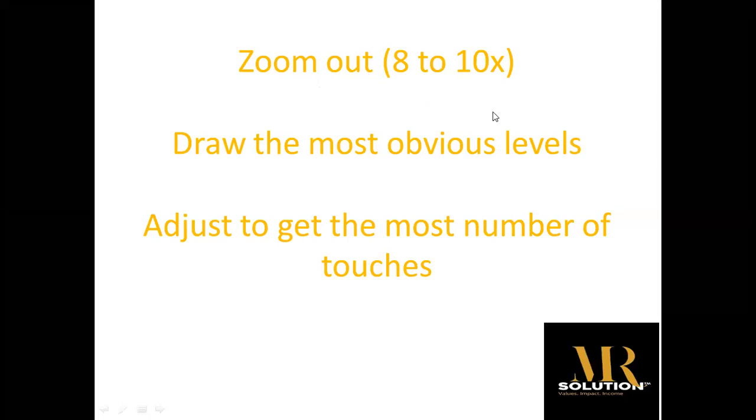So these are the 3 steps you need to take to draw an effective support and resistance zone. And remember, support and resistance are zones. They are not points. Don't make the mistake of seeing support as a point. It is not a point, but rather it's a zone.